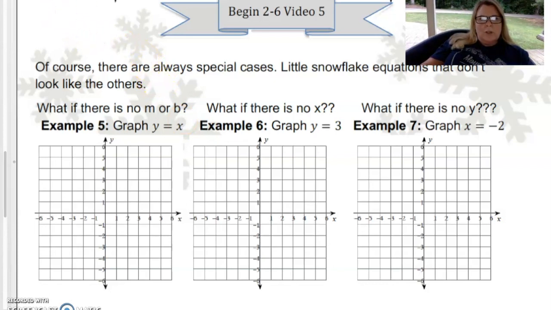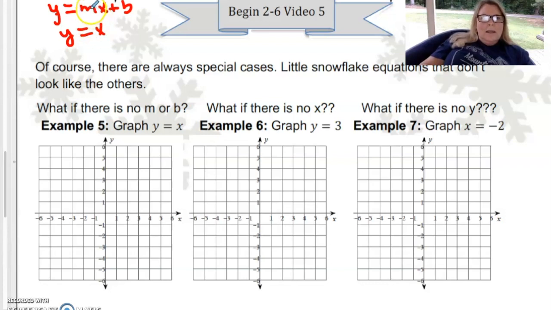if you'll remember, slope-intercept form is y is equal to mx plus b. And here we have y is equal to x. Well, if you recall, if there's a variable and it doesn't have a coefficient, it has the understood 1. So really, there is an m value. The slope on this equation is 1.